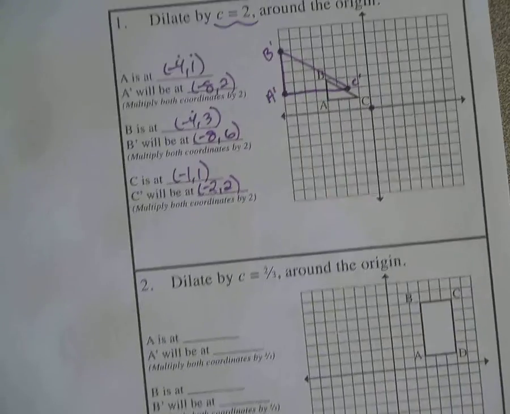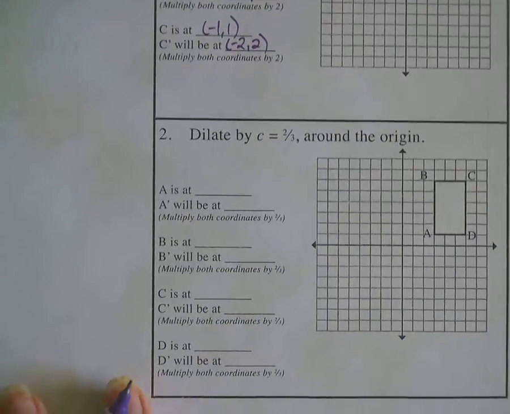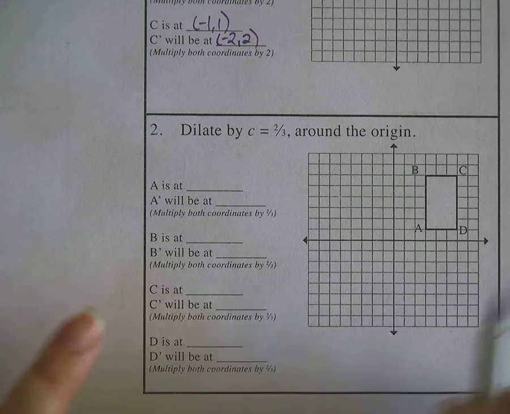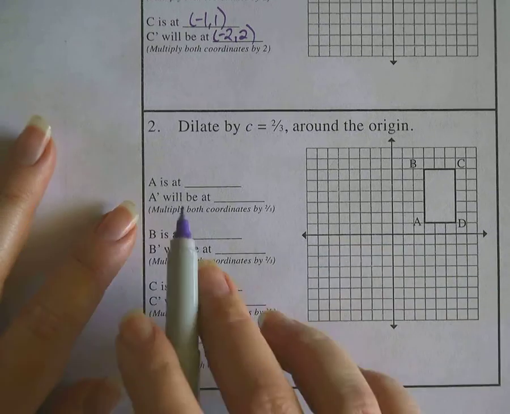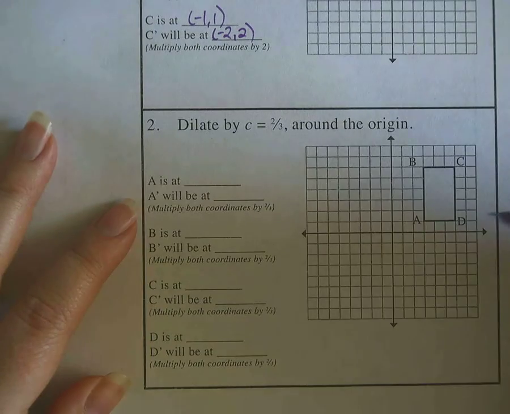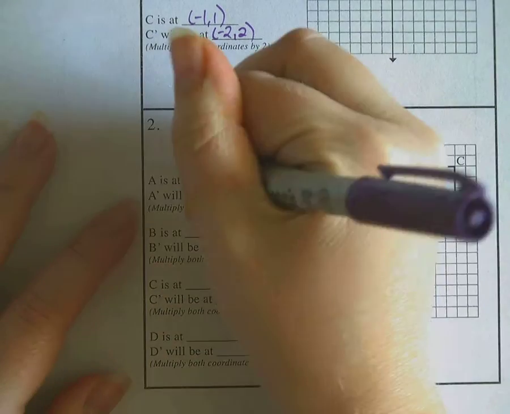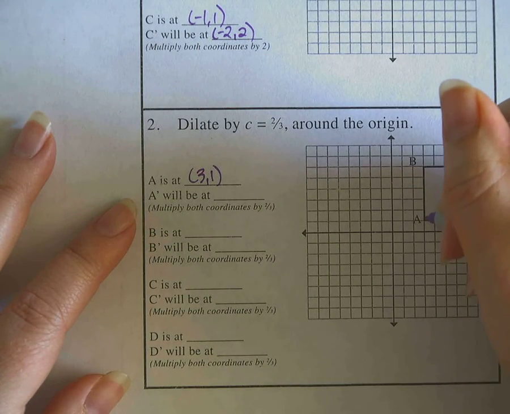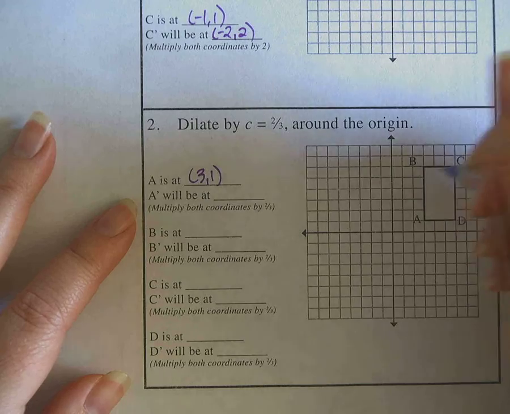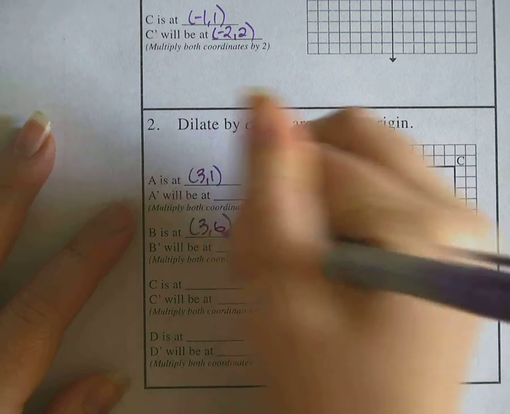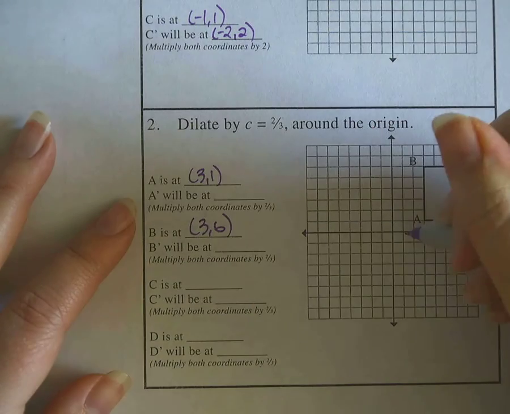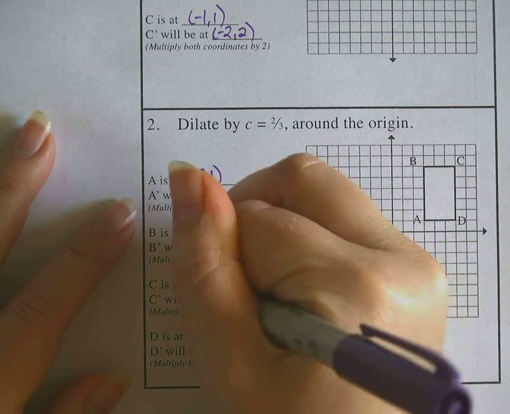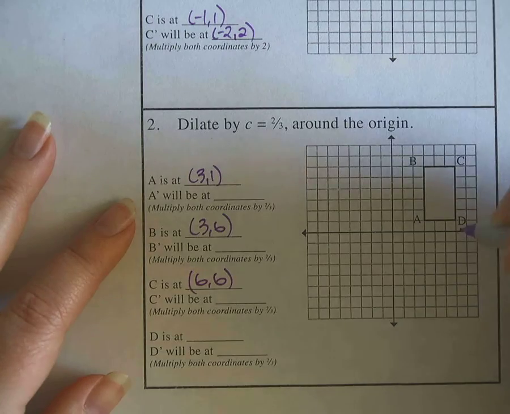We're going to look now at a number that is going to get reduced. This time our scale factor is 2/3. So I have a rectangle here. Let's start again by finding our points. Point A is at 3, 1. Point B is at 3, 6. Point C is at 6, 6. And point D is at 6, 1.